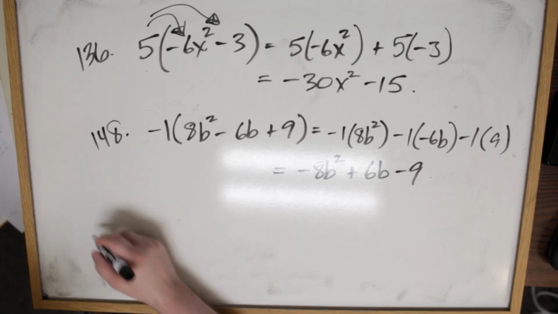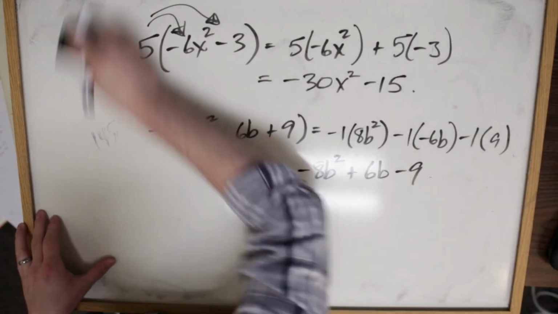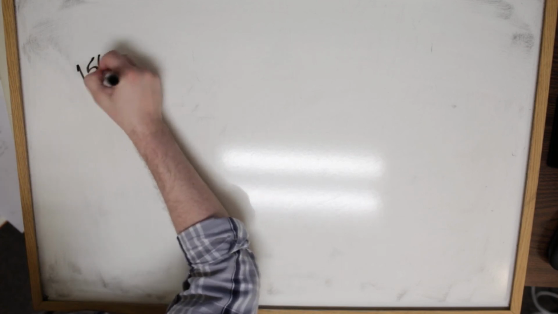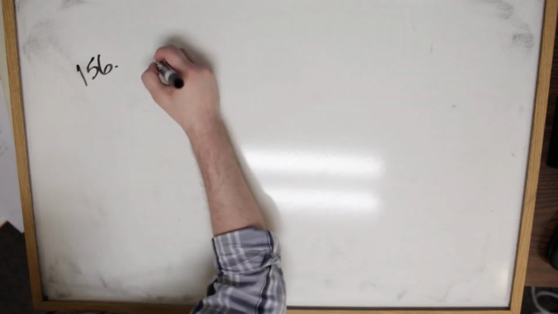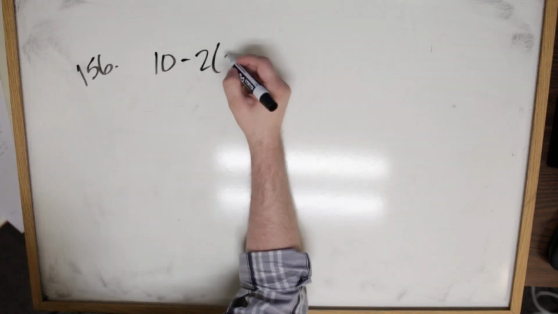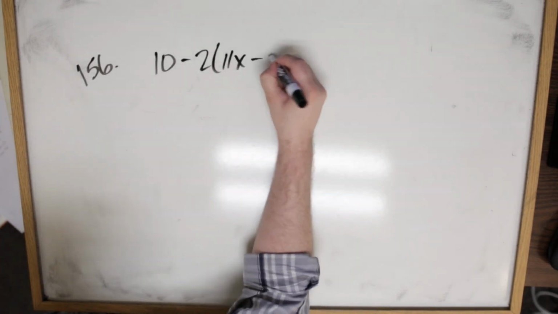All right, now we're going to combine all of the stuff that we've done up to this point together into some more difficult problems. Joy. 156: 10 minus 2 times 11x minus 3. Okay.